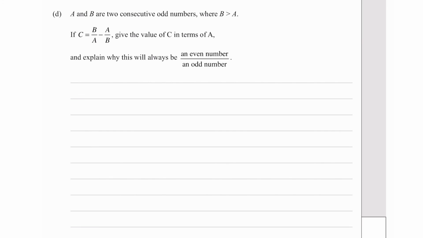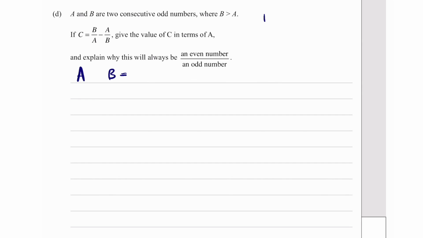So the first part essentially is we want to get the value of C in terms of A. So what that means is we need to define A and B. So we've got the value A. So what's the value of B? A and B are 2 consecutive odd numbers, and B is the bigger consecutive odd number.